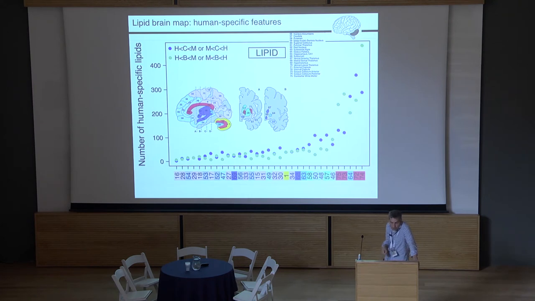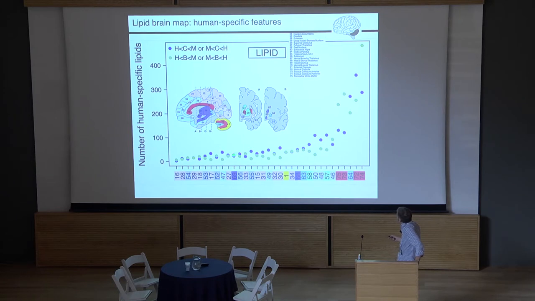Of course, most interestingly, for us it's to look at the human-specific differences, what makes lipids in different regions different. And what do you think? Which region would be the most human-specific for lipids? Prefrontal cortex.